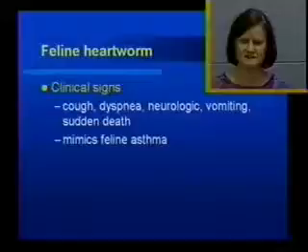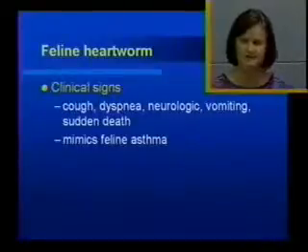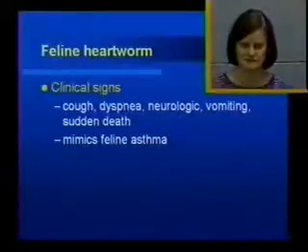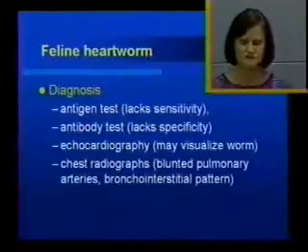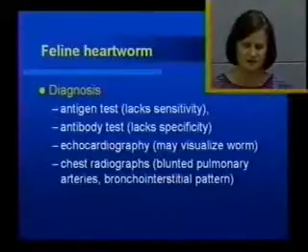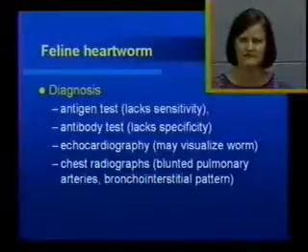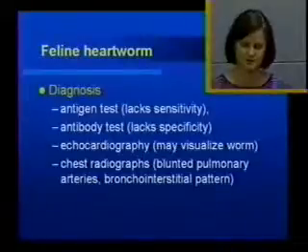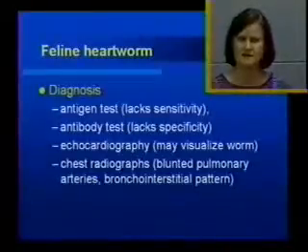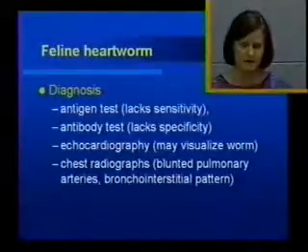Clinical signs of feline heartworm disease can be very vague. However, cough, dyspnea, neurologic signs, vomiting, and sudden death are the most typical signs. It looks very much like cats that have feline asthma. Diagnosis is made by serologic testing in combination with clinical signs and radiology. Antigen tests, when they're positive, are very, very reliable. However, they are not as sensitive in the cat as the dog because cats have a smaller worm burden than dogs do. Antibody tests indicate exposure to heartworms but don't necessarily mean that the cat is currently infected.